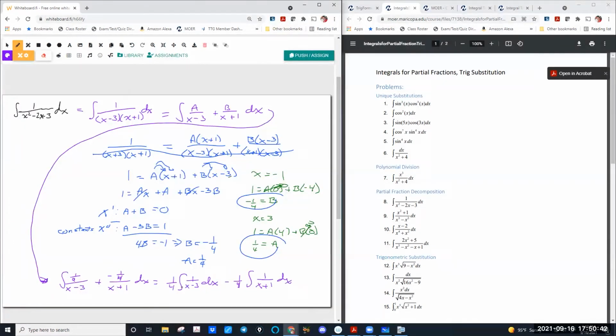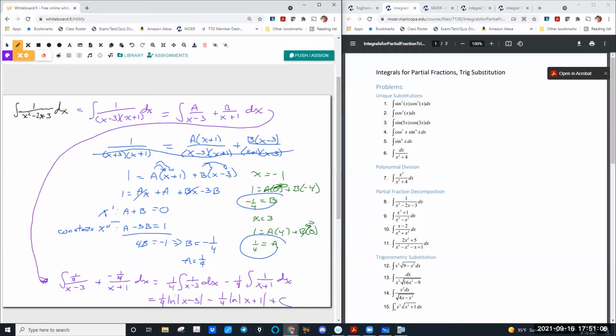Guys, these are both basic u-subs. Because of time's sake, I don't have time to go through it all because there's still so much I want to go through with you guys. But these are going to end up being natural logs. We end up with 1/4 ln absolute value of x minus 3 minus 1/4 ln of the absolute value of x plus 1 plus C.